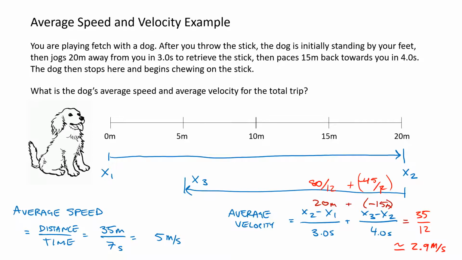So maybe a thing that can help you picture this is what if the dog brought the stick all the way back? All the way back to the origin, 0. So then it would have gone 20 meters, and then back, and then it hasn't moved at all for displacement, right? So maybe we're taking too big of a range for the average.